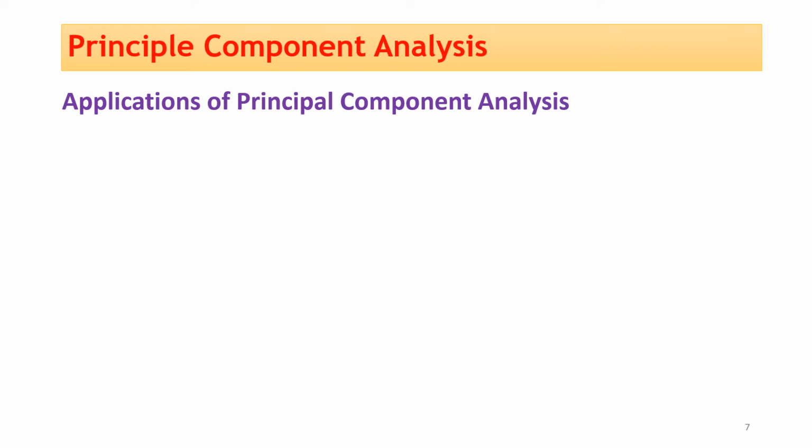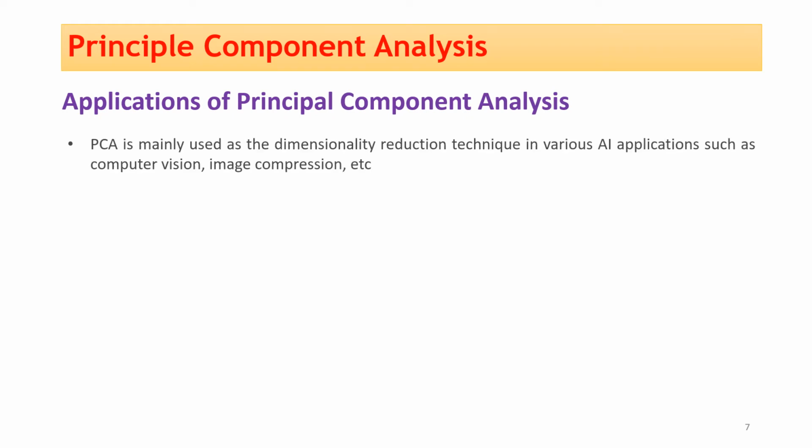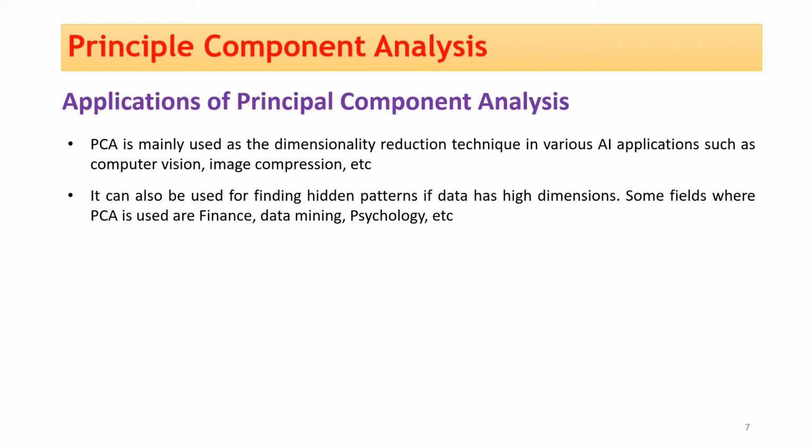Now, what are the different applications of principal component analysis? Principal component analysis or PCA is mainly used as a dimensionality reduction technique in various artificial intelligence applications such as computer vision, image compression, etc. It can also be used for finding hidden patterns if data has high dimensions. Some fields where principal component analysis is used are finance, data mining, psychology, etc. So these are the various applications of principal component analysis.